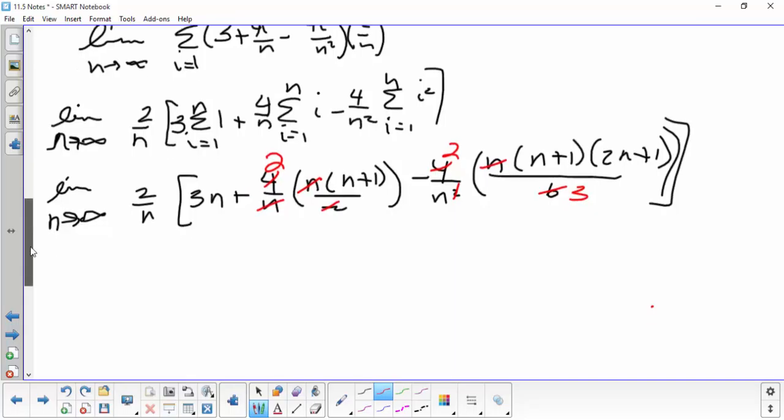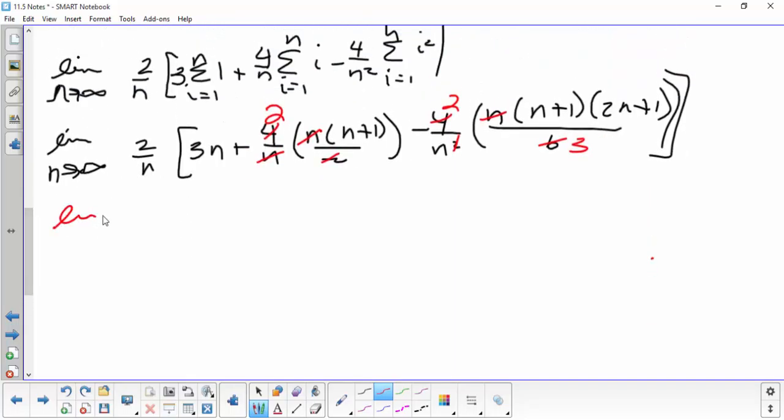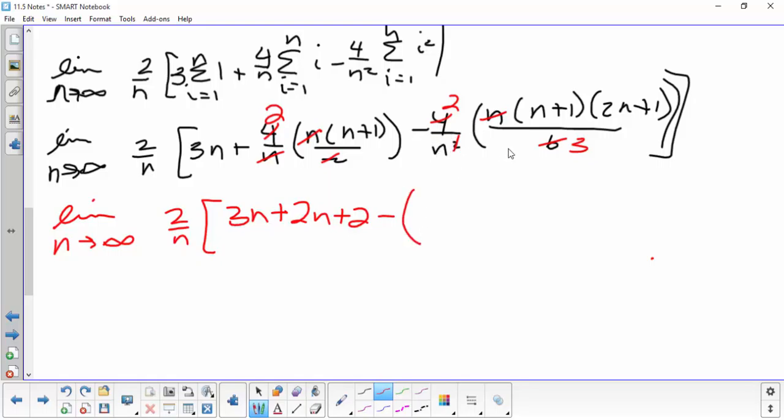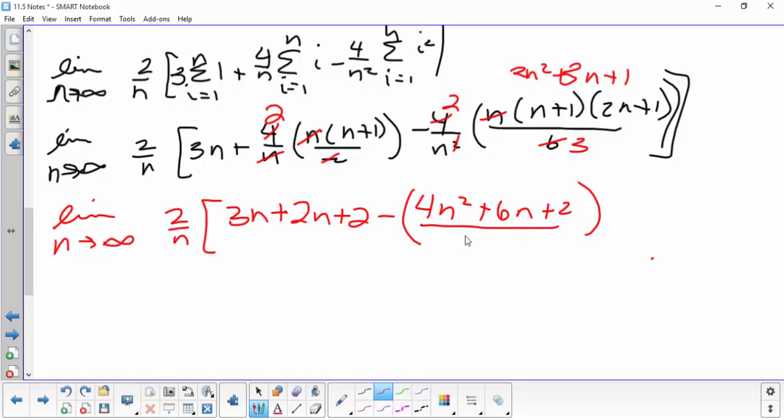So now I'm ready to begin my process of doing the multiplication to simplify. So we have the limit as n approaches infinity of 2 over n times 3n plus, distributing the 2, we get 2n plus 2. Here I'm going to keep parentheses so I don't forget to distribute my negative. I have FOILed this out so many times that I know that it's 2n squared plus 3n plus 1, but if you didn't have that from memory, you could very easily do the multiplication to get it. Distributing the 2, we get 4n squared plus 6n plus 2, and this whole thing is over 3n.